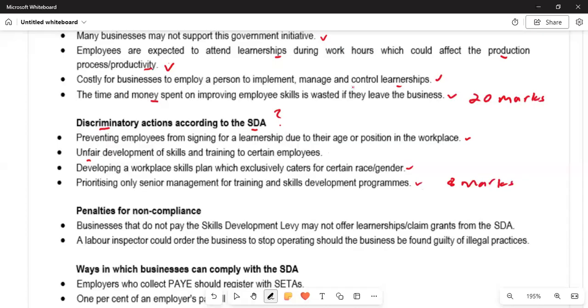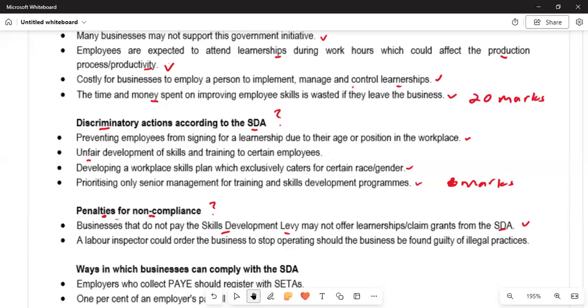And compliance. If the organization, the enterprise, the business is not complying with this act, what are the penalties that they are to face? If a business does not pay the skills development levy, it may not offer learnerships. We did talk about this levy, the money that you pay to SETAs so that you as an organization will be able to provide the learnerships or training programs. If you do not pay this levy, you are not going to be allowed to provide the learnerships.